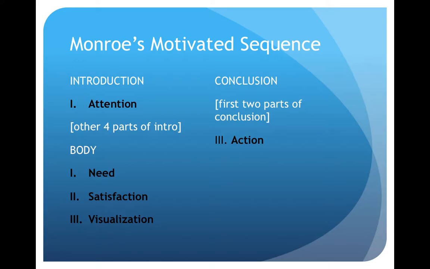The last part of Monroe's motivated sequence comes in the conclusion of the speech, at the very end of the speech. You'll still have the other two parts of the conclusion, signaling the end and reviewing your argument in some detail. But the final line of the speech will be a final push to action. And I can see this going one of two different ways for your speeches. And it really depends upon the satisfaction.